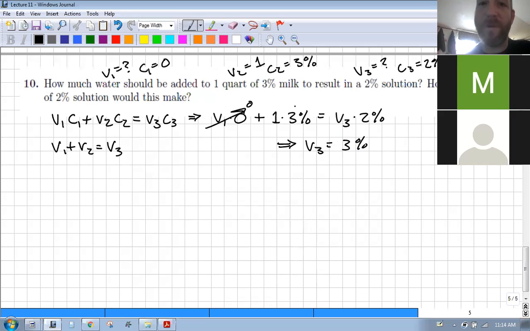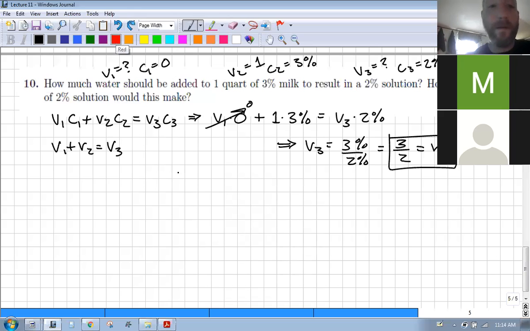All right, this is just 1 times 3%, which is just 3%. We're dividing both sides by 2%. So it's 3 halves. V3 is 3 halves. All right, so that's how many quarts of 2% solution we're going to end up with.